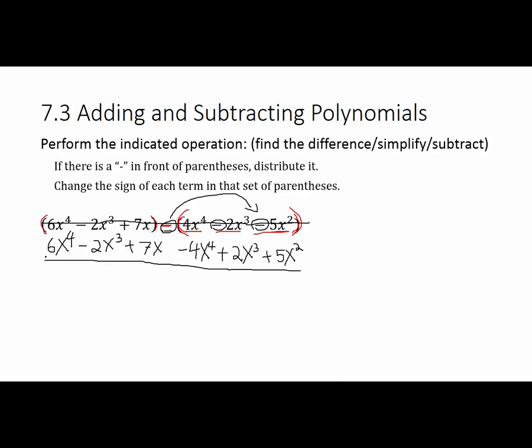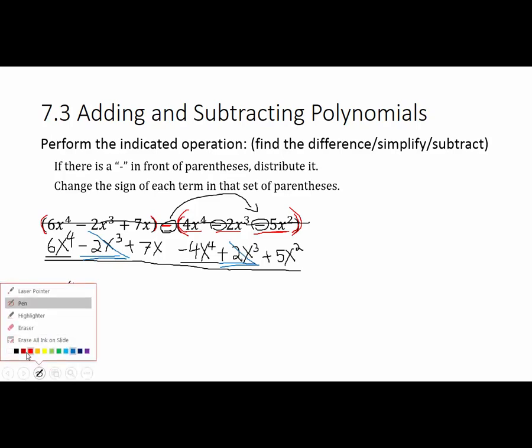When I combine these, I've got x to the fourth first, so 6x to the fourth minus 4x to the fourth. So that's 6 minus 4 is 2x to the fourth. And then my next pair of terms is the x to the thirds. So I have a negative 2x to the third and a positive 2x to the third. Well, negative 2 and positive 2 are different signs, so I subtract, and 2 minus 2 is 0. So those just cancel out. Don't bring down any x to the third powers.